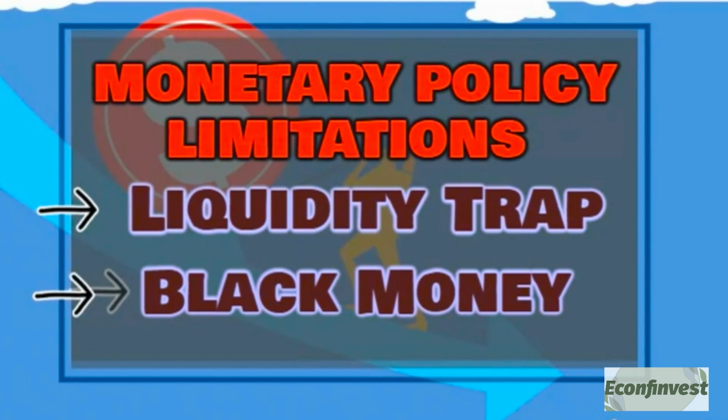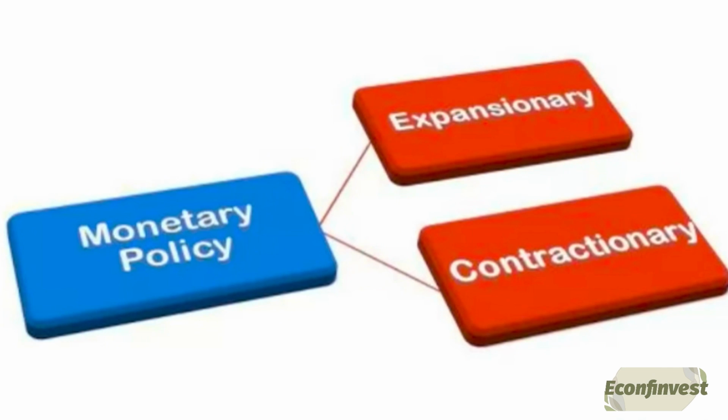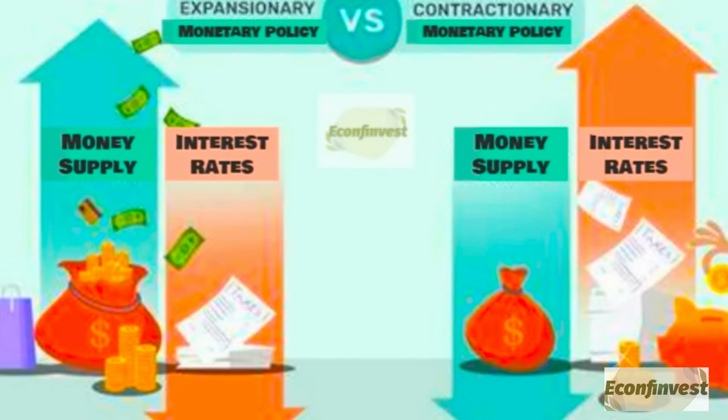Let's understand. What are expansionary and contractionary monetary policy? In expansionary monetary policy, the central bank increases the money supply and lowers the interest rate. In contractionary monetary policy, the central bank decreases the money supply and raises the interest rate.